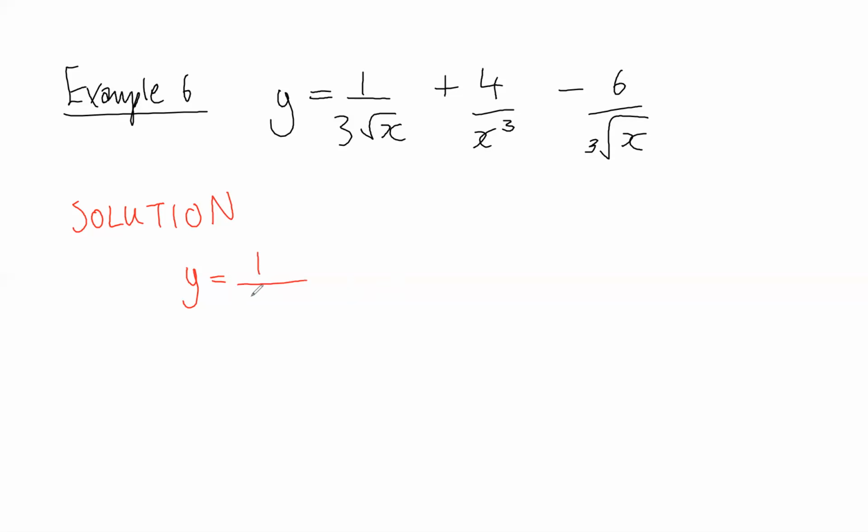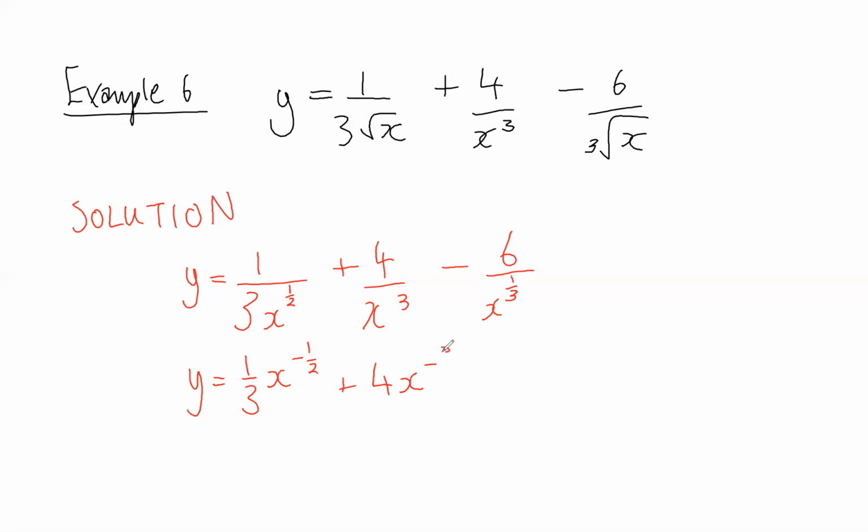Square root x is x to the power of a half. So we'll keep it like this. And cube root x is x to the power of a third. Those are my rules of indices. So y equals 1/3 x to the minus a half plus 4 x to the minus 3 minus 6 x to the minus 1/3. So at the minute I have just rewritten it. I haven't differentiated. So now I'm going to differentiate.